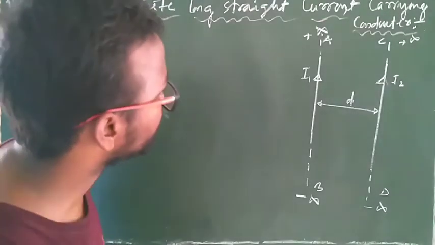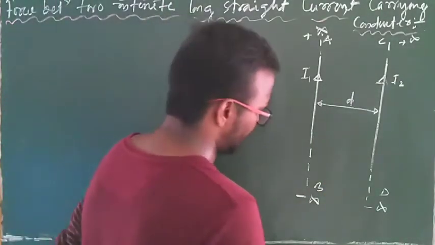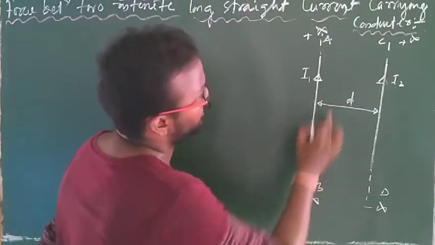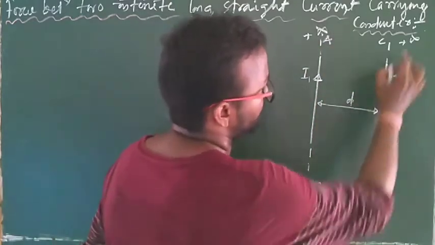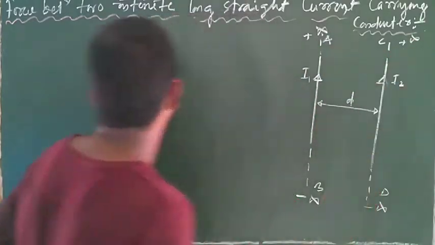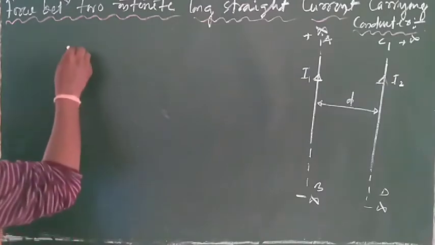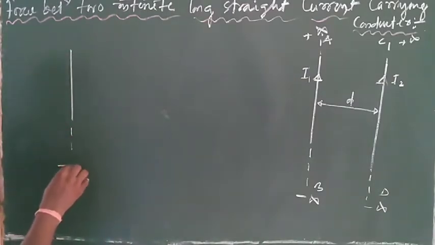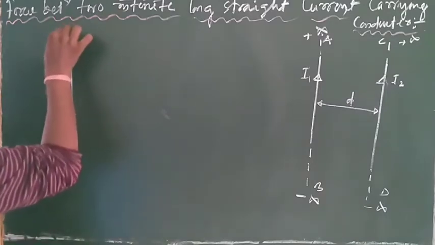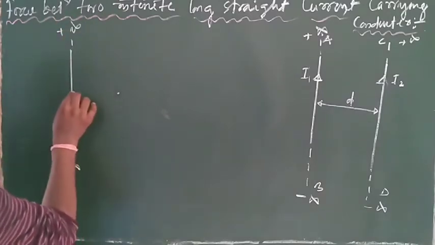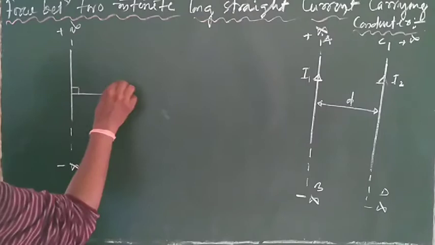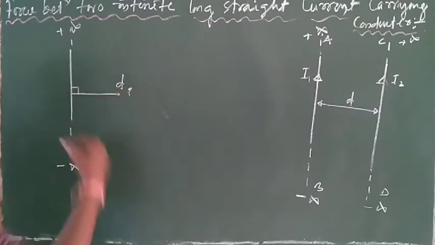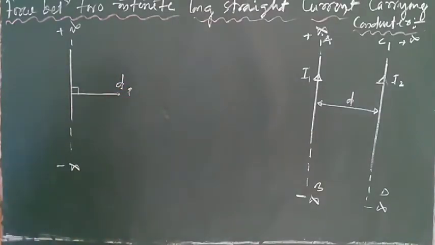Clear? So look at this diagram. This is minus infinite and this is plus infinite, and here also this is minus infinite and this is plus infinite. There are two conductors. We know that if there is an infinite conductor with length from minus infinite to plus infinite, and suppose the perpendicular distance is D at this point P, what is the magnetic field at point P?